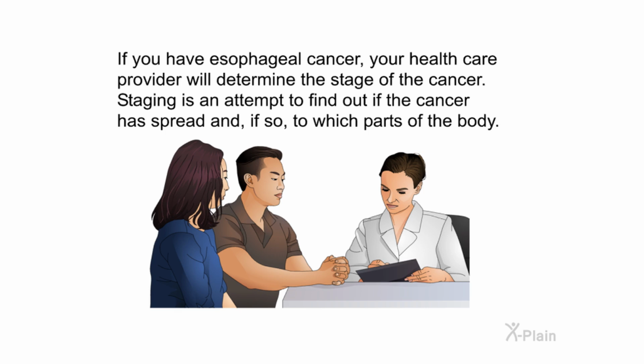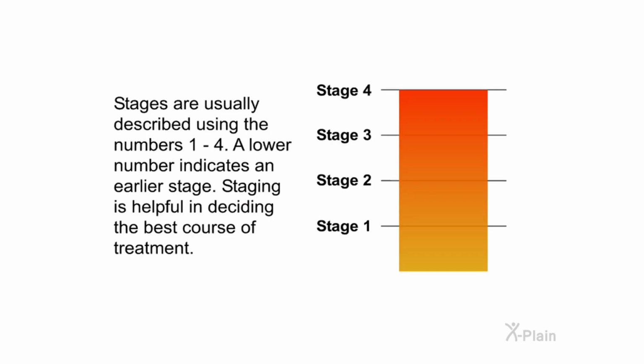Staging. If you have esophageal cancer, your healthcare provider will determine the stage of the cancer. Staging is an attempt to find out if the cancer has spread, and if so, to which parts of the body. Stages are usually described using the numbers 1 through 4. A lower number indicates an earlier stage. Staging is helpful in deciding the best course of treatment.